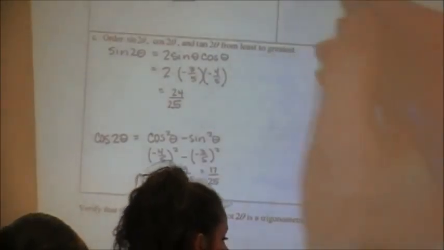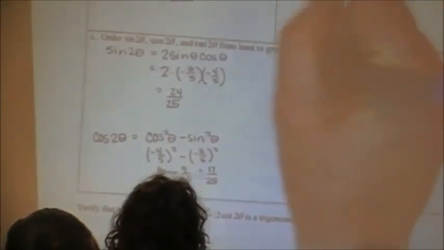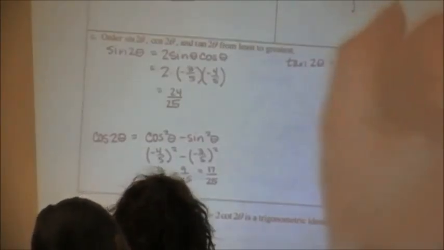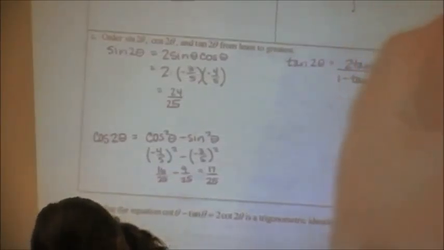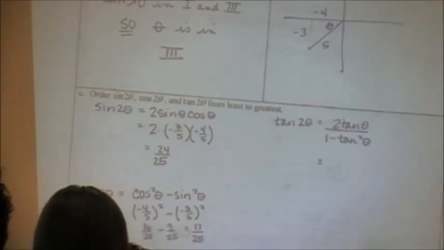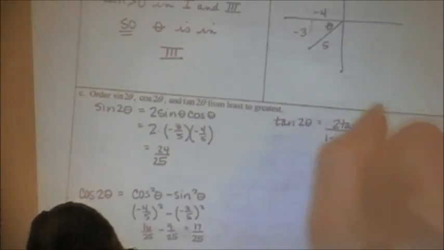From this triangle. Alright, now tangent 2 theta. Our identity is 2 tan theta over 1 minus tangent squared theta. Okay, so now I need tangent. So I go up to my triangle and tangent is TOA, opposite over adjacent. So my opposite piece is negative 3, my adjacent piece is negative 4, the negatives become positive, so it's 3/4. So it's 2 times 3/4 over 1 minus 3/4 squared.